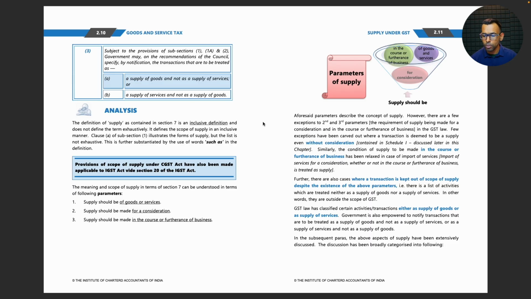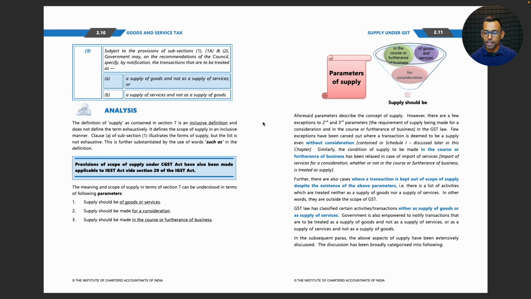Further, there are also cases where a transaction is kept out of scope of supply despite the existence of above parameters. That is, there is a list of activities which are neither treated as supply of goods nor as supply of services. In other words, they are outside the scope of GST.